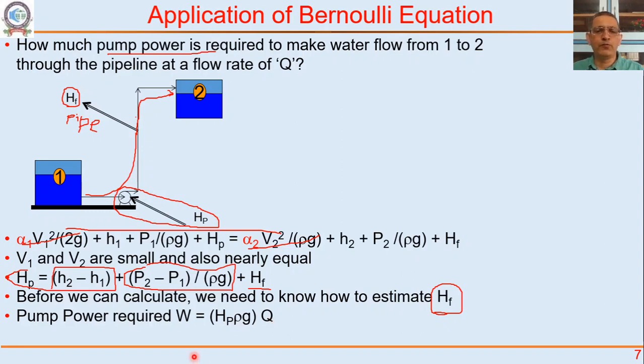So first and foremost, I need to know, how do I estimate this h_F? How do I calculate the friction that needs to be overcome in this pipe? And that's a very, very important part, and very important to estimate this value accurately. So let's just try to see how to estimate this friction. Okay, so we are going to estimate this friction now.